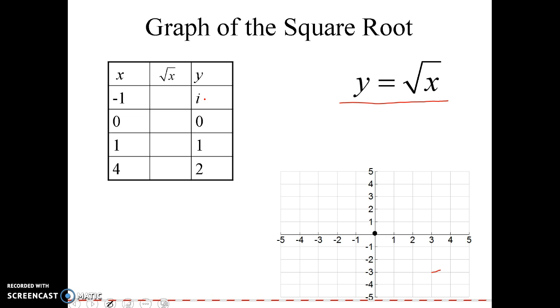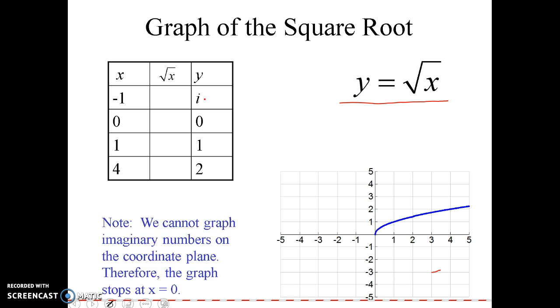We'll have a point 0, 0. We're going to have a point at 1, 1. We're going to have a point at 4, 2. And if we smooth this out and graph all of the points, it looks like this. It actually starts at the point 0, 0, goes to the point 1, 1, the point 4, 2. It also goes through the point 9, 3, and so on.